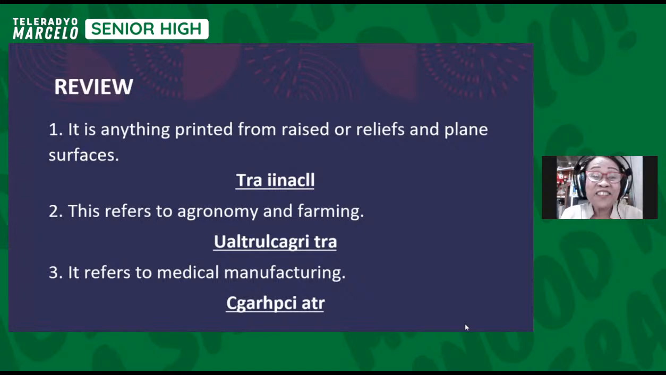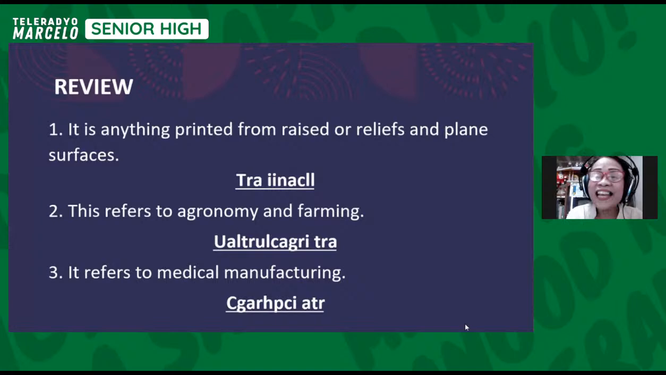it is anything printed from raised or reliefs and plain surfaces. Okay, can I have your answer? Write your answer in the chat box. What is the answer? What is the word? It is anything printed from raised or reliefs and plain surfaces. Parang wala pang sumasagot. Wala pang nagchat. Ano pong sagot natin for number one? For our review? Anybody?